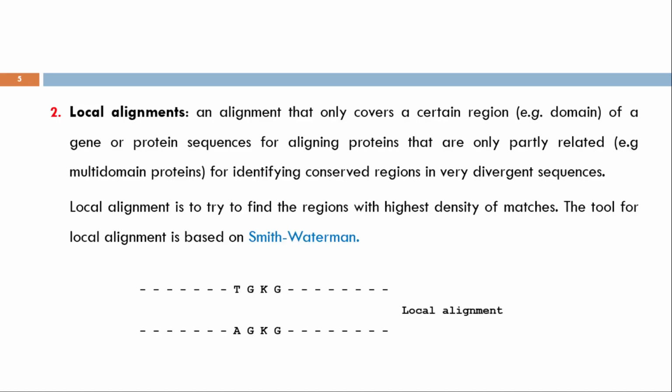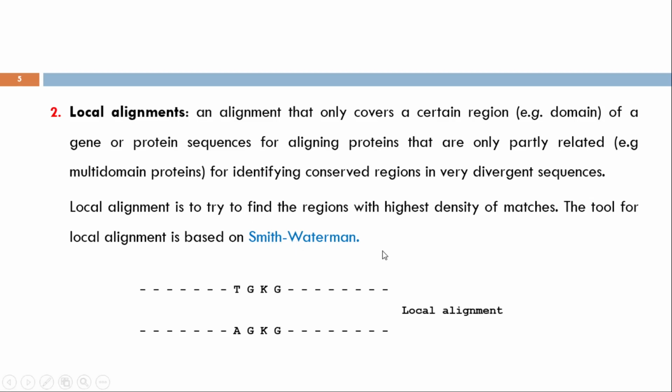And if you want to search for local similarity between the sequences, it is an alignment that only covers a certain region, like a domain of a protein or a motif of a DNA sequence, for aligning proteins that are only partly related, for example multi-domain proteins, or for identifying conserved regions in very divergent sequences. So local alignment tries to find the region with the highest density of matches. If you want to go for the local alignment, you can use the Smith-Waterman algorithm.